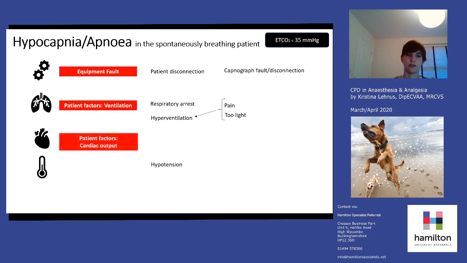Then we've got reduced cardiac output, so hypotension. Remember what I was saying about the minute ventilation. If it stays the same, then the CO2 should only really change if your cardiac output changes, and therefore the carbon dioxide load getting to the lungs changes. And then low metabolic rate, so if the animal is really, really cold, it's not going to be producing the CO2.